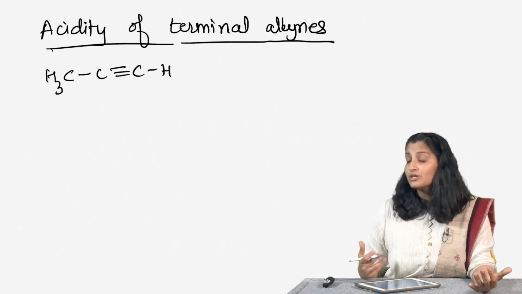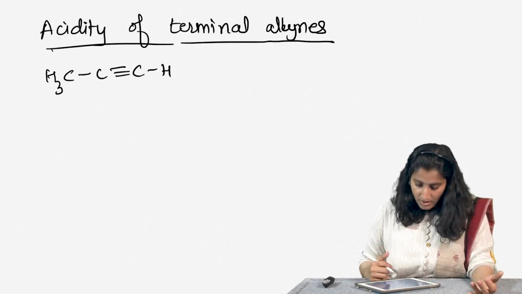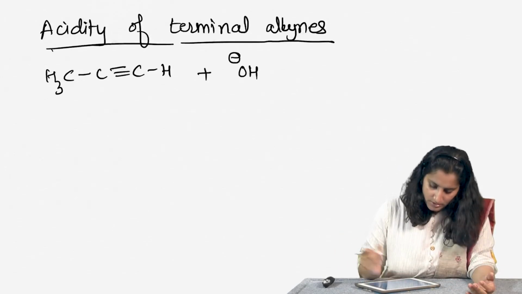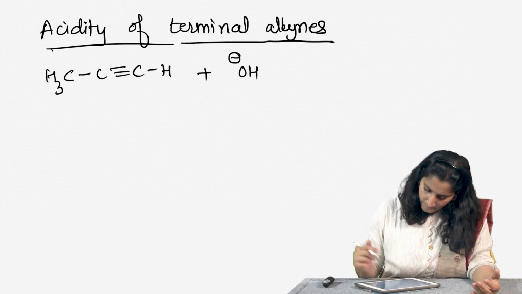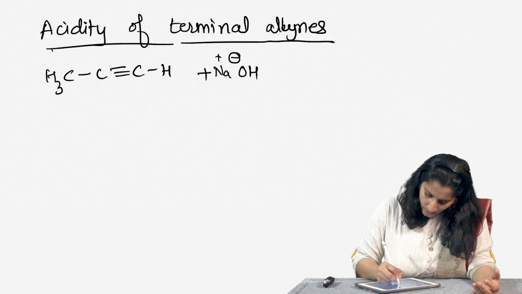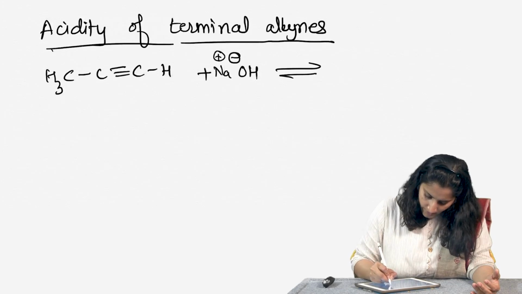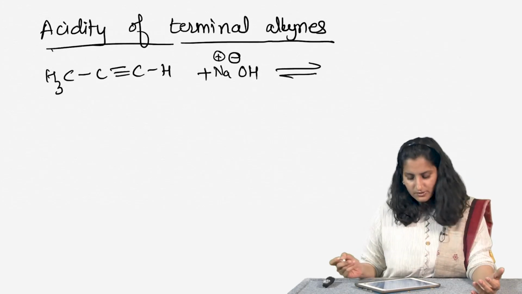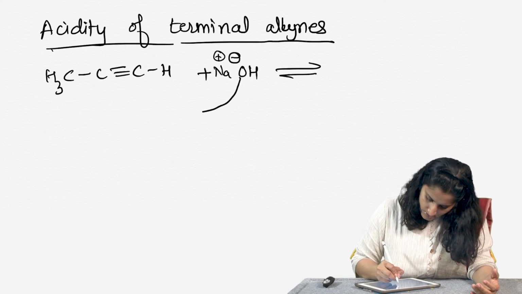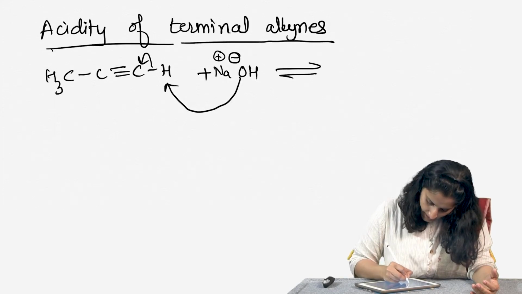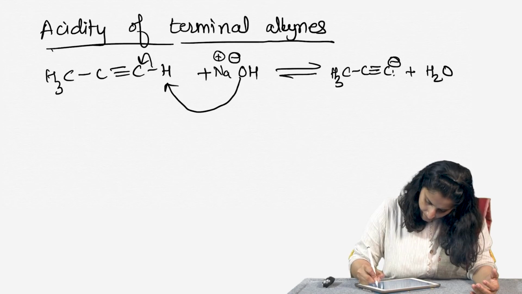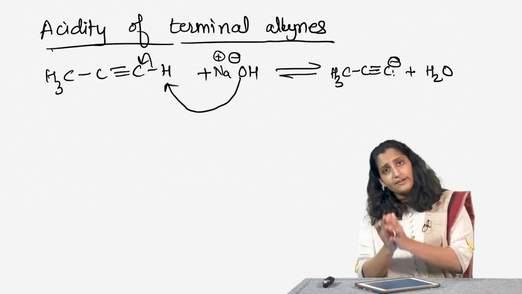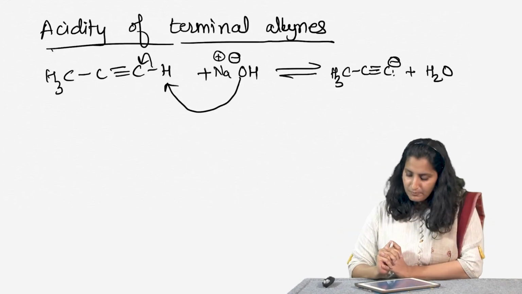pKa's. It is a good time to revise it right now. If I do this reaction such that I react this terminal alkyne with NaOH, what is going to happen? Let us write down the acid base reaction, where the hydroxide is going to go and grab that proton.